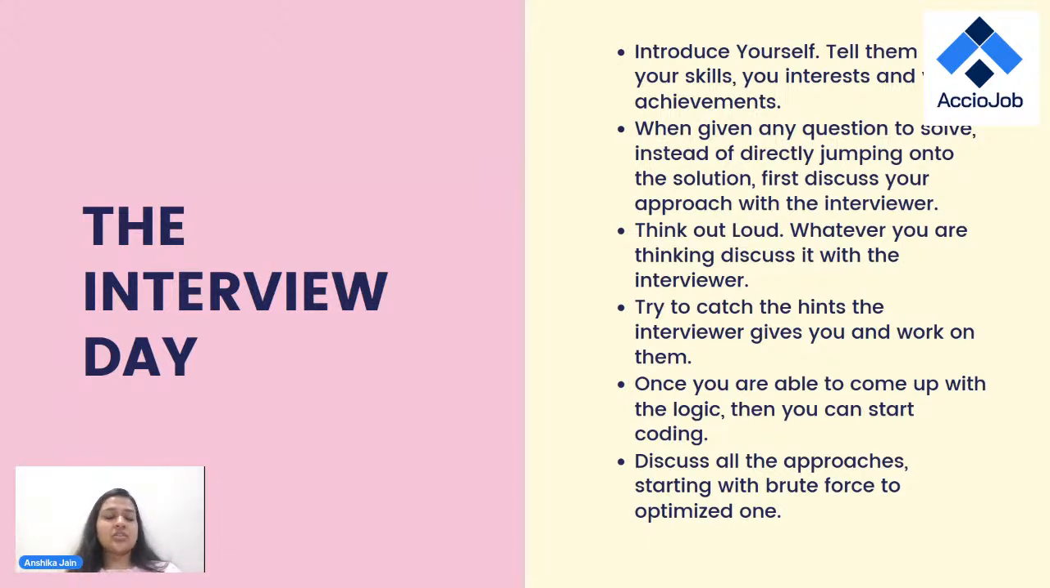Start with your name, your college, your degree, your CGPA, your educational qualifications. After telling your educational qualifications, you should always talk about your skills, whether you are proficient in web development, app development, ML, or anything. You should always talk about what skills you're proficient in.